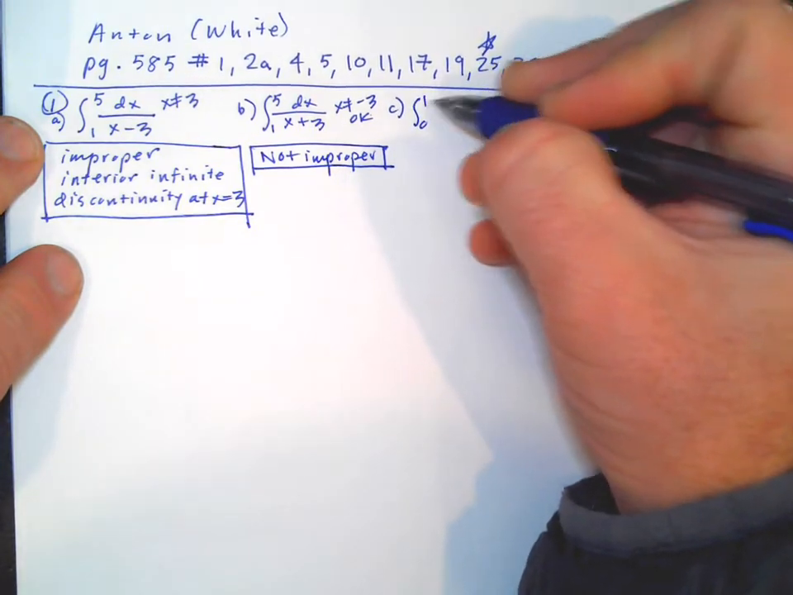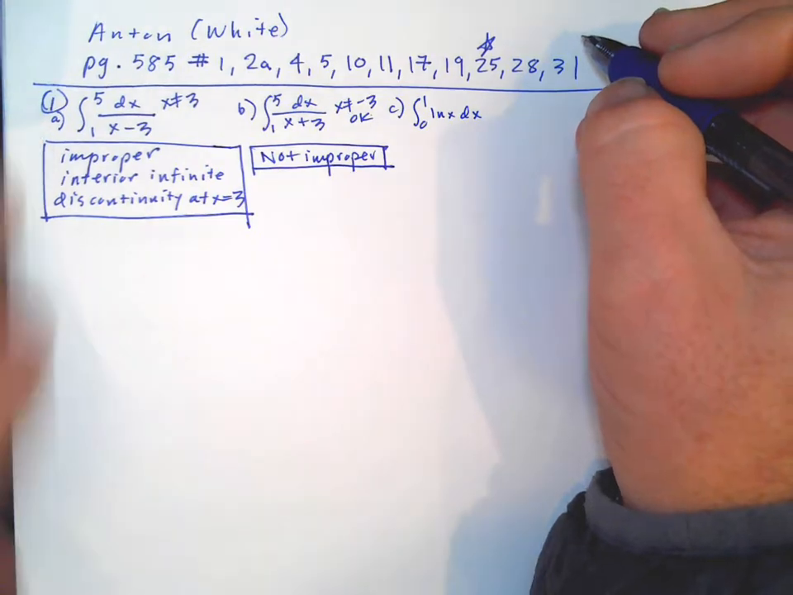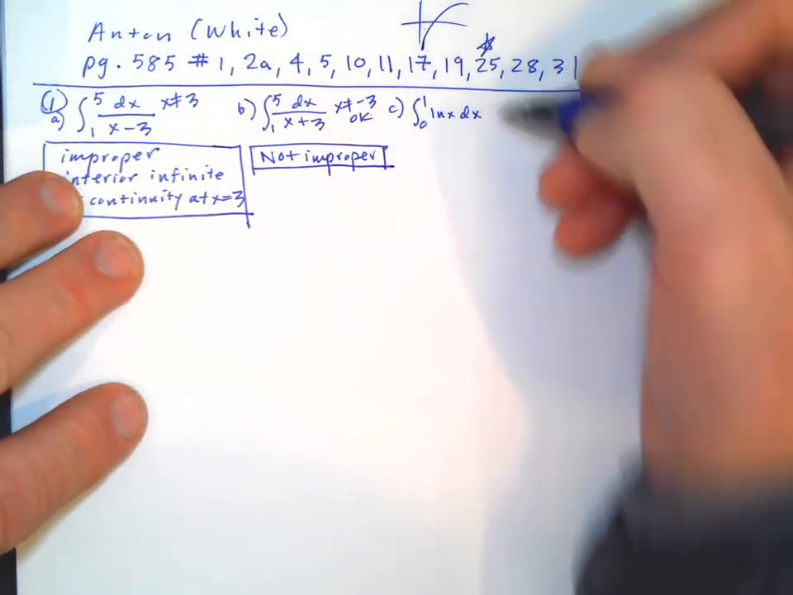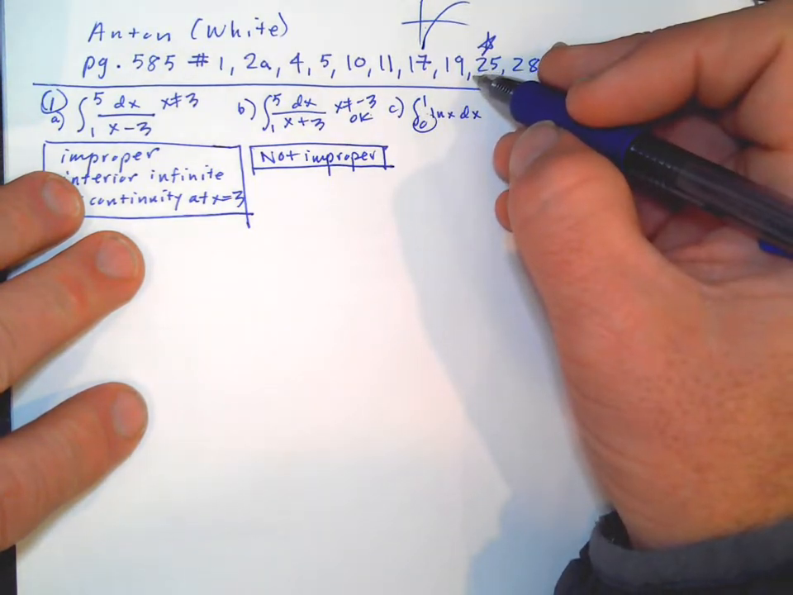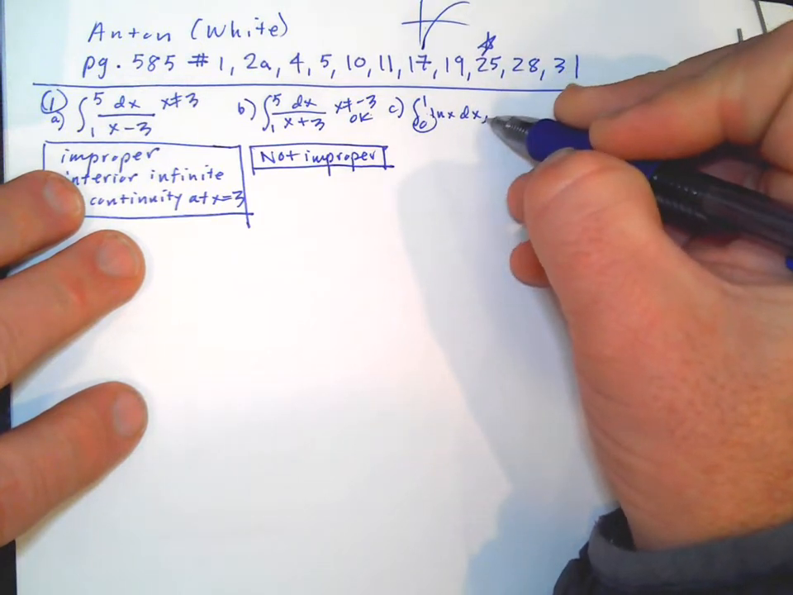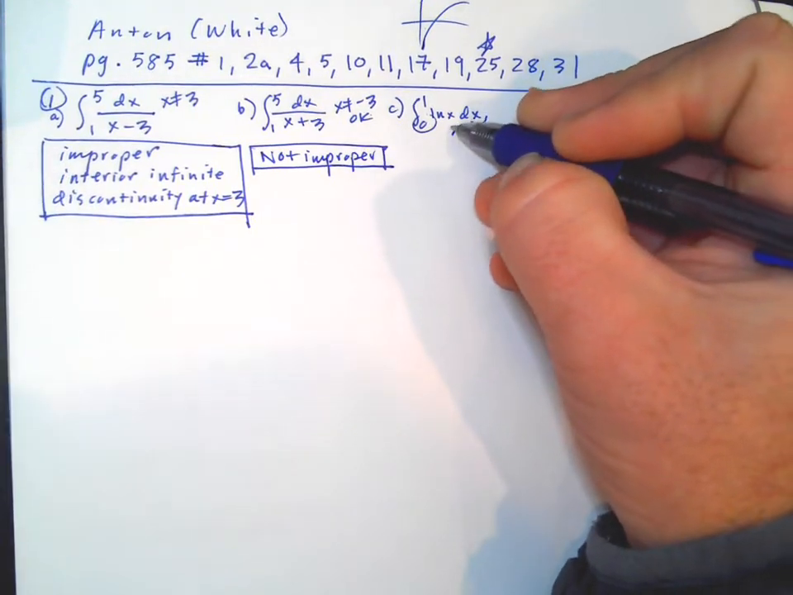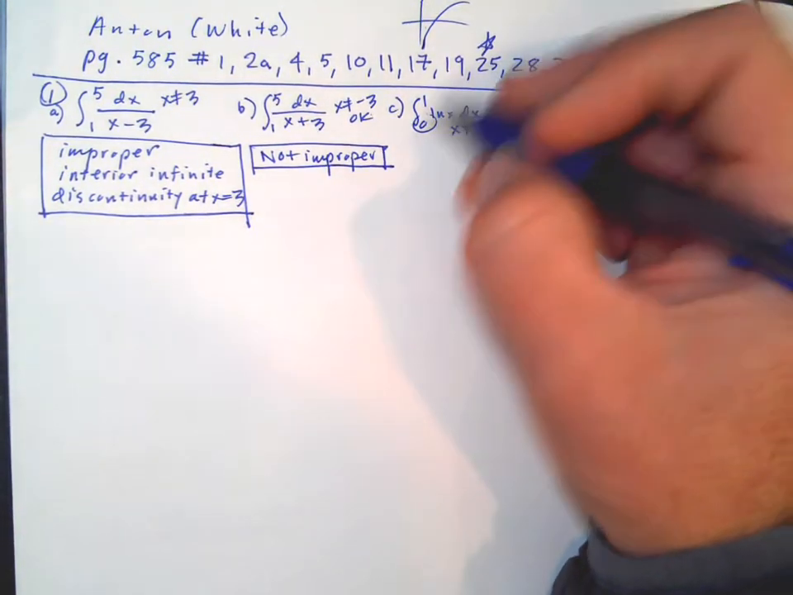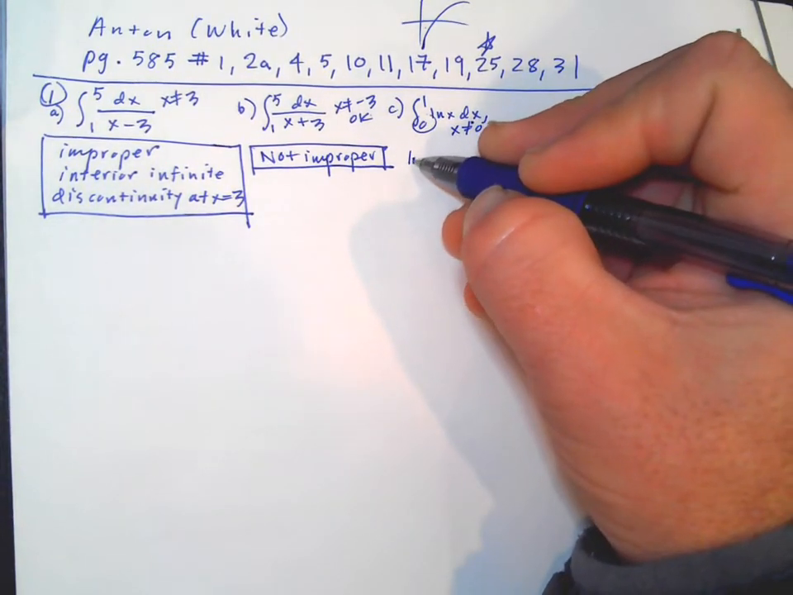C, the integral from 0 to 1 of natural log of x dx. Well, you guys know what the natural log graph looks like. It has a vertical asymptote at x equals 0. So x cannot be 0. Oh, wait, I guess the directions specifically said, yeah. So x cannot be 0. It can't be negative, it has to be positive. So this is going to be improper.